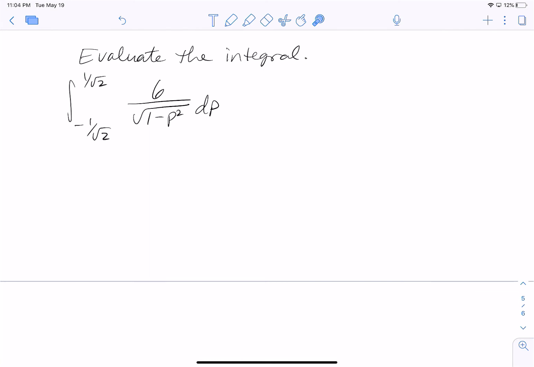We're going to look at integrating now. We have the integral from negative 1 over the square root of 2 to 1 over the square root of 2, 6 over the square root of 1 minus p squared dp. Now I'm going to show you what we're not looking at.